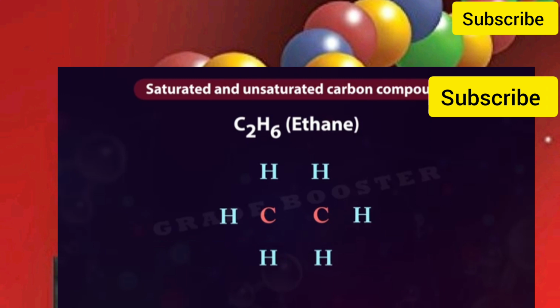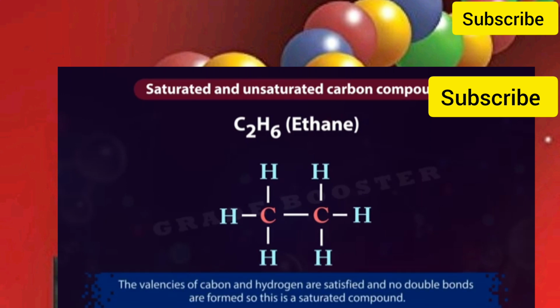First link carbon with carbon using a single bond. Then link 3 hydrogens with one carbon and 3 with the other. The valencies of carbon and hydrogen are satisfied and no double bonds are formed. So this is a saturated compound.